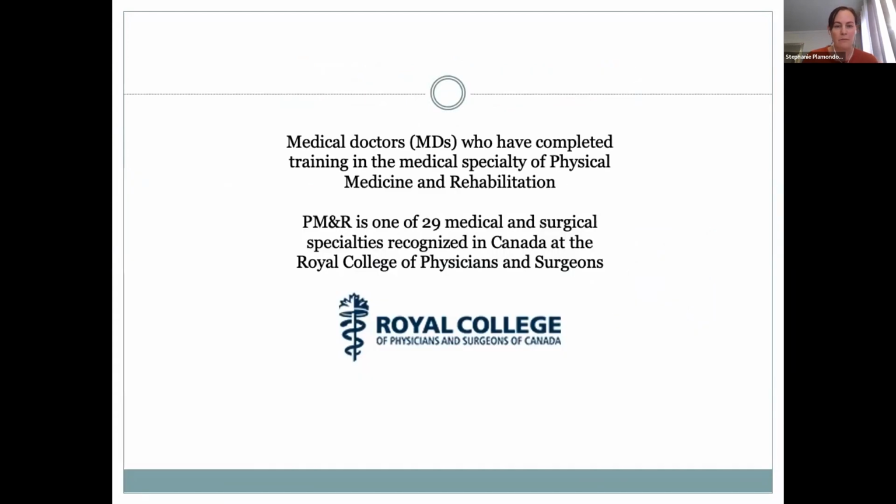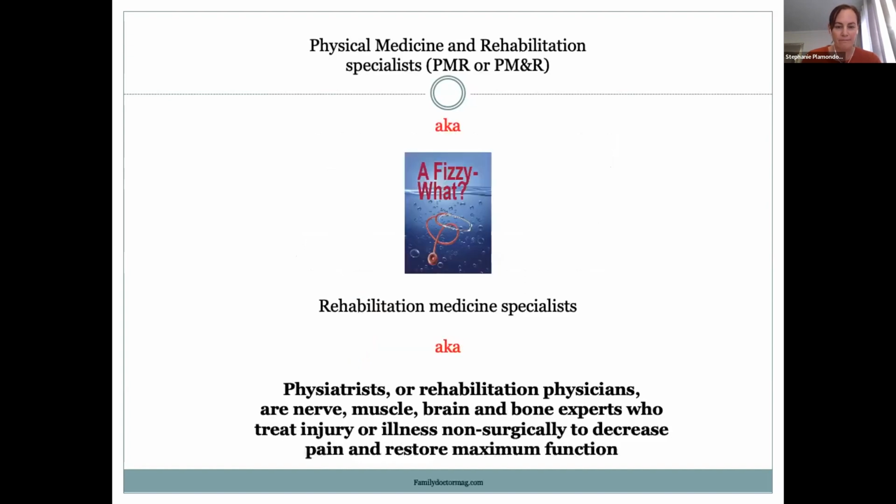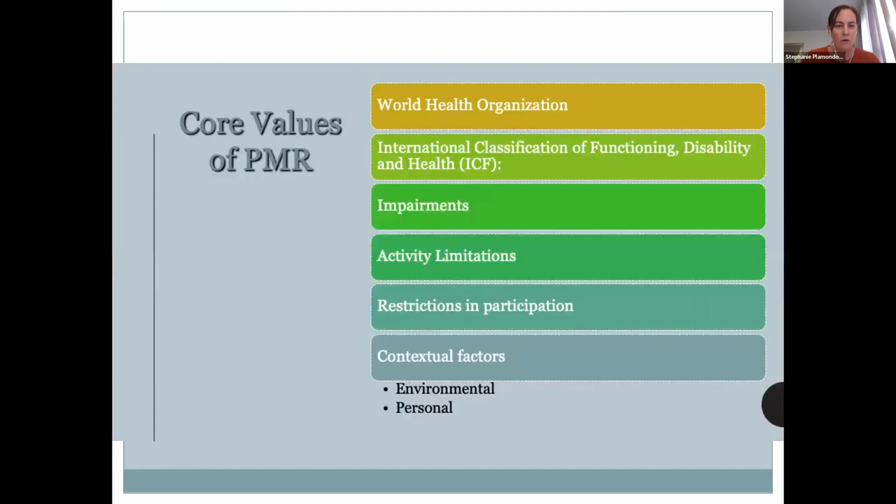But what we are is medical doctors who have completed training in the medical specialty of physical medicine and rehab. PM&R is one of 29 medical and surgical specialties recognized in Canada at the Royal College of Physicians and Surgeons. We are nerve, muscle, brain, and bone experts who treat injury or illness non-surgically to decrease pain and restore maximum function. Our core values are really around the World Health Organization International Classification of Functioning, Disability, and Health.